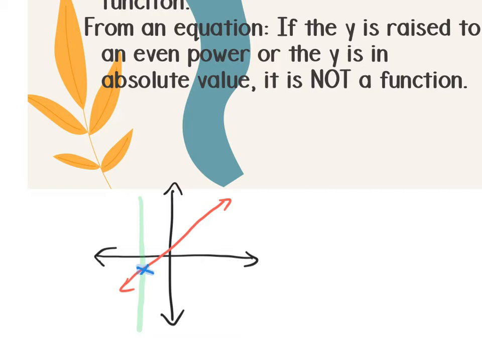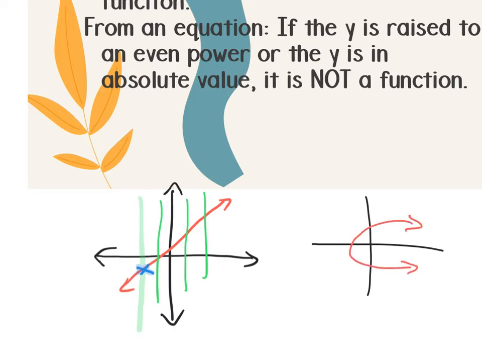Now, I'm not trying to make it work. I'm trying to see if it'll fail. So again, no matter where I draw my vertical line, notice it's only touching that red line once. Let me draw you a graph that would fail or would not pass the vertical line test. Let's say your graph looked like the letter C.